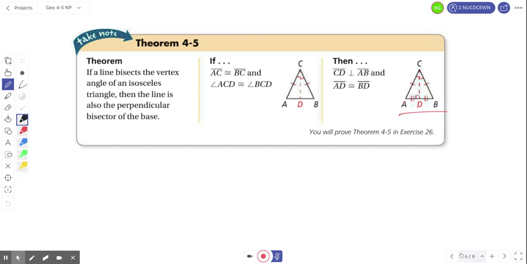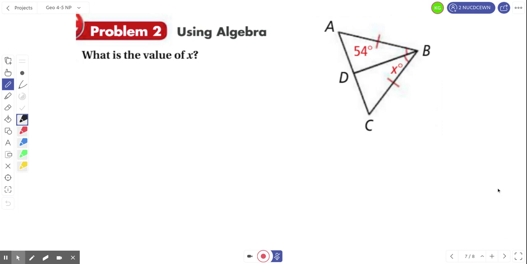Let's look at what we can do with that. So here's a simple example. This is an isosceles triangle. What is the value of x? Well, it's marked as isosceles because the legs here are marked as congruent, so I can say the base angles are congruent, which means that this is also 54.